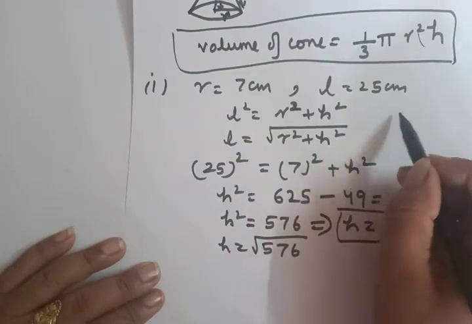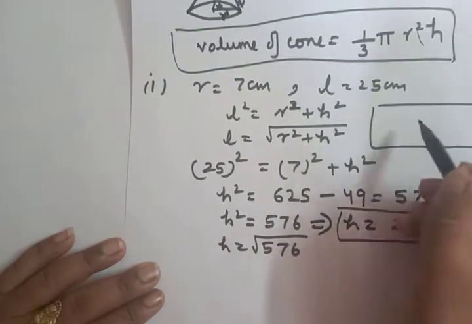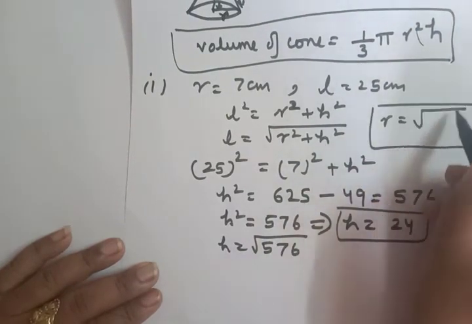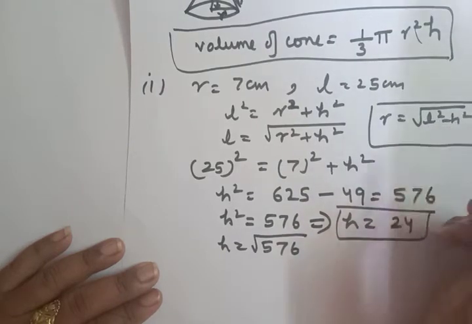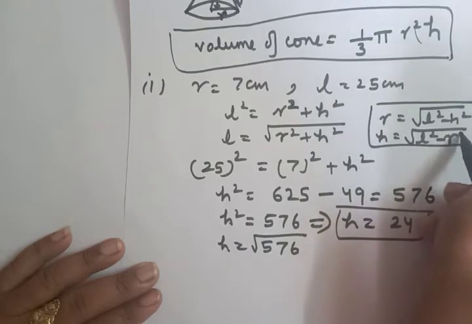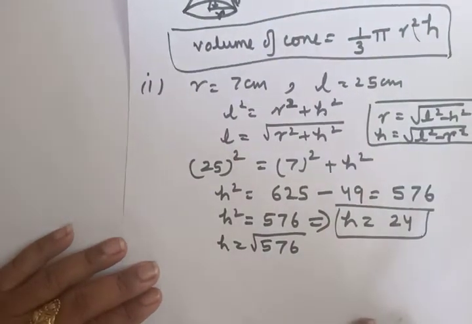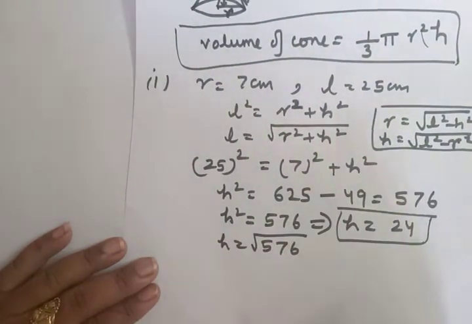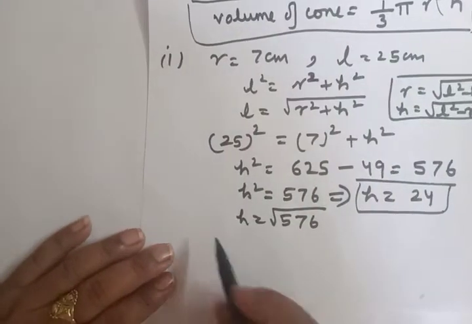See, radius is equal to under root L square minus H square, and H is equal to under root L square minus R square. So directly we can find it, but I made it clear how we can find it. Now we have found the value of H. Now we have to find out the volume of the cone with the information given to us.